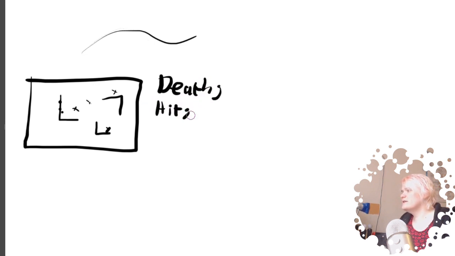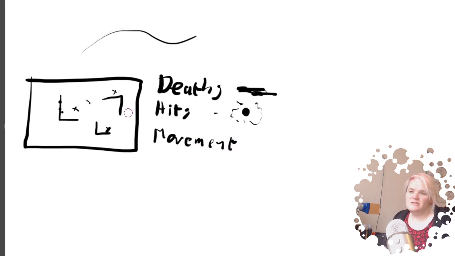hits, so that's like bullet holes. I'm just going to draw a little hole. There we go. You get what I mean? Yeah, so blood splat. Yeah, deaths, hits, and movement, right? So this is like one thing. Now this is really interesting, right?